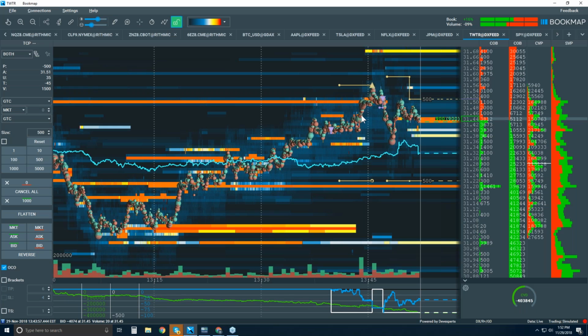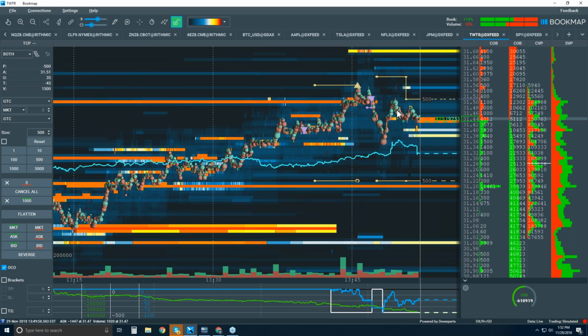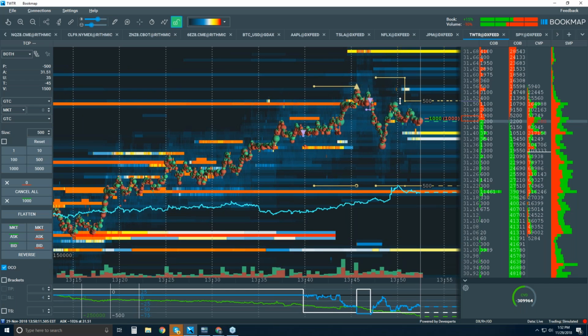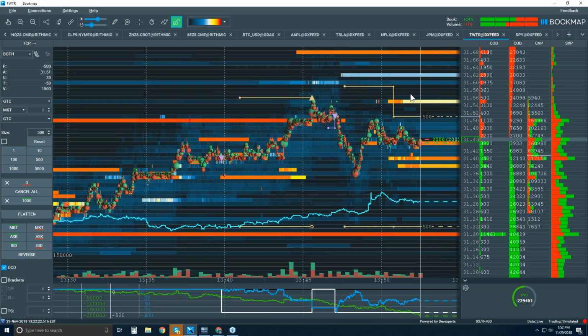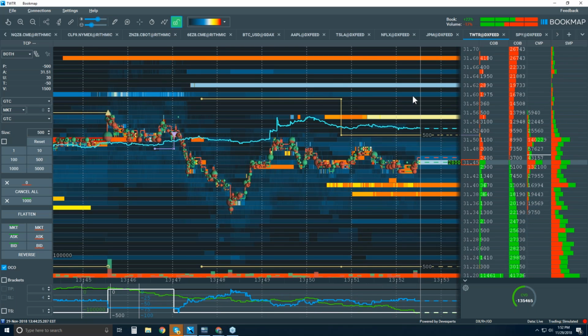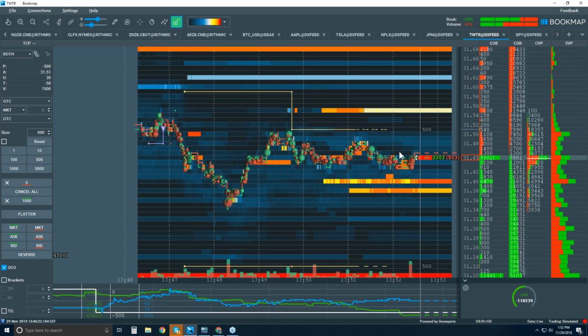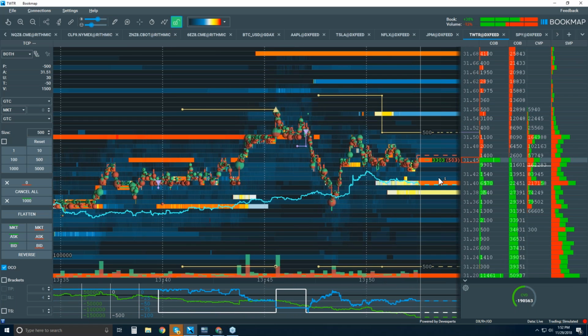All right, let's see if those sellers can show up here. They need to drive it away pretty quickly. There's a little cluster of selling there, and we need to see a lot more than that. They're starting to bid up in these areas here as well.